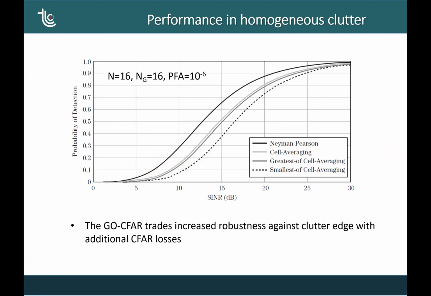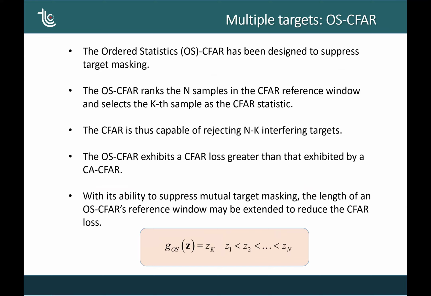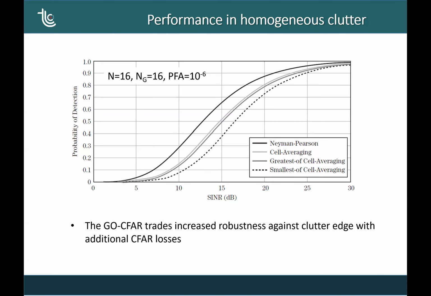But as you can see, in the homogeneous clutter, so when the clutter has no edge, the performance of the SO CFAR is much lower than the performance of the Neyman-Pearson detector. So the SO detector is used very rarely. The two detectors that are used in this situation are the cell averaging and the GO CFAR.